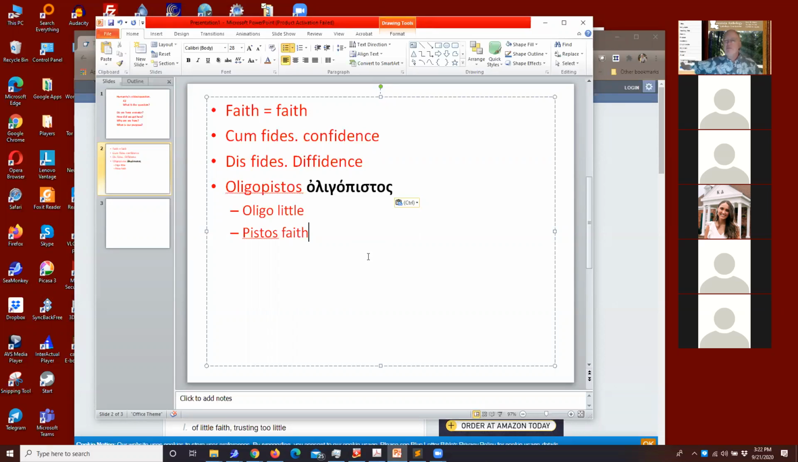And so Jesus coming down off the mountain, this great moment, kind of the high point of his life, is met with this failure. And he says, "Oligopistoi, where is your faith?" And he says to the father, "Dost thou believe I can heal your child?" And he says, "Lord, I believe, help thou my unbelief."